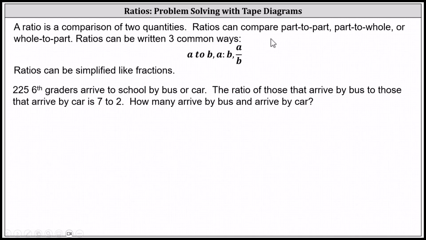For the ratio A to B, we can write A, the word "to", B, or A colon B, or using the fraction bar as A over B. Let's look at our first example.